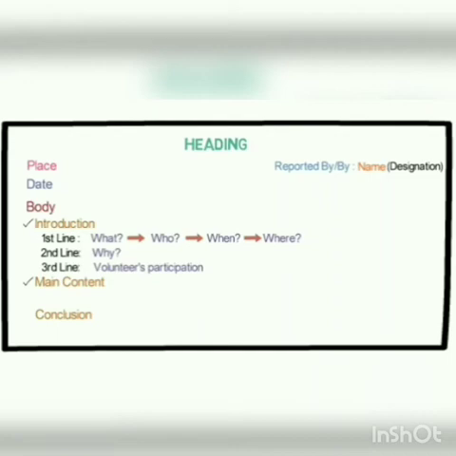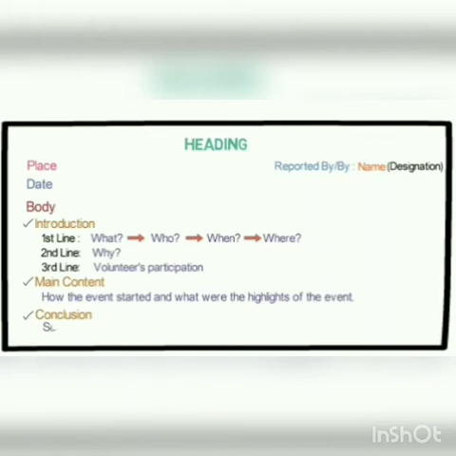And then coming to the main content. Okay, you can detail it even further. How the event started and what were the highlights of the event and all. What makes that event special? You can add it over there. Now conclusion. You can summarize the end of the event with a positive note. See children, in your answer paper everything should be positive, okay? And you can say very good positive remark about that event in the conclusion paragraph of your report.